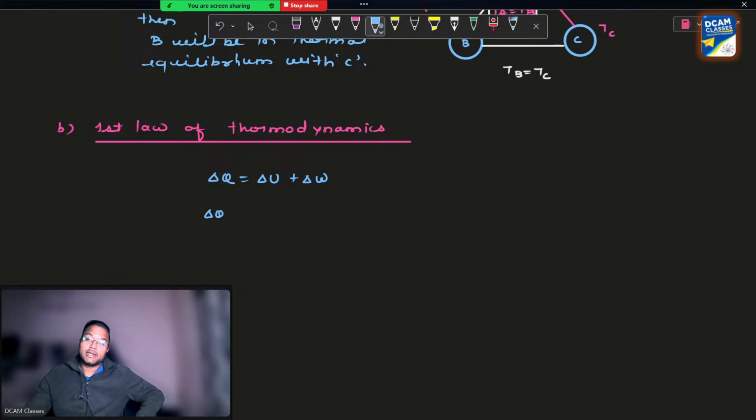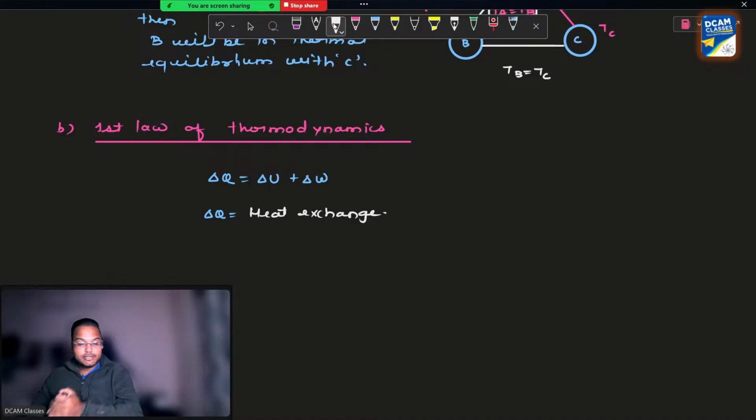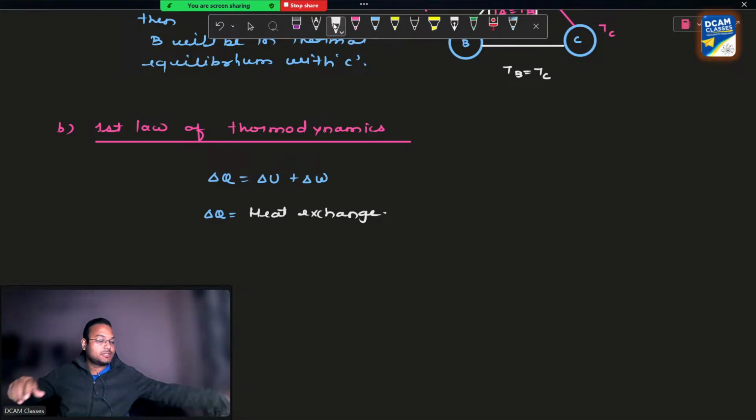Now, what is delta Q? It's heat exchange. Between what? Between system and the surrounding. Always the exchange of heat is taking place between the system and the surrounding. We're talking about the system and surrounding. System can be anything. We do not know what it is. System can be anything. It will depend on the situation. What system you are trying to take.